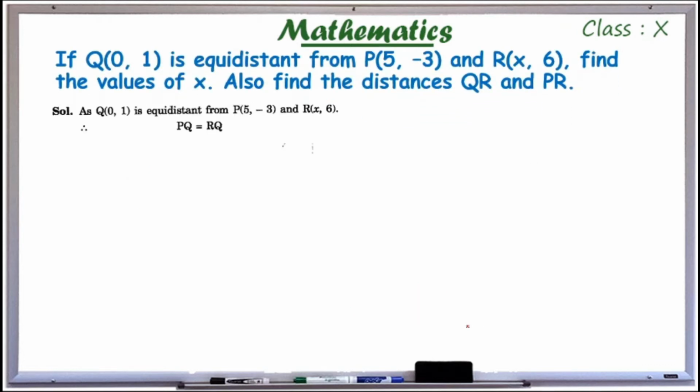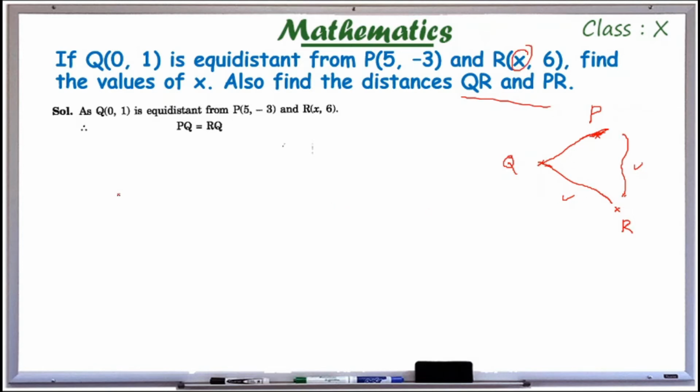Coming to the next question. If Q(0, 1) is equidistant from P(5, -3) and R(x, 6), find the values of x. Also find the distances QR and PR. Read the question well. Q is equidistant from P and R. So you have to find the values of QR and PR. The two distances are needed. Also we have to find x.